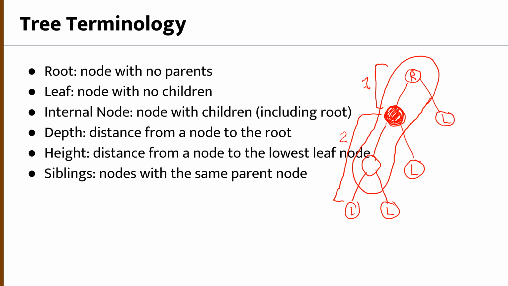And siblings are just pairs of nodes with the same parent. So pretty much every node on the same level is, oh, sorry, that's incorrect. So every pair that shares the same parent is considered a sibling. So these are siblings. These are also siblings. And these last two down here are also siblings.